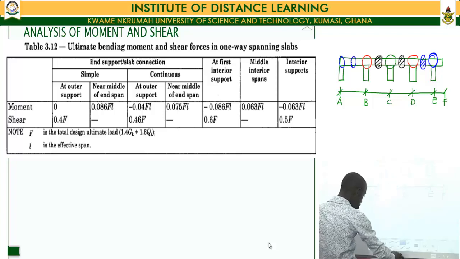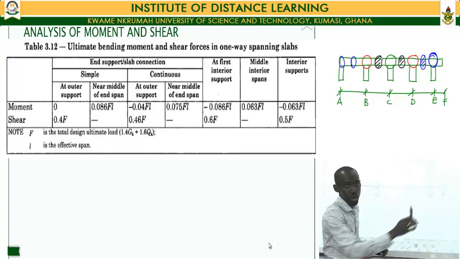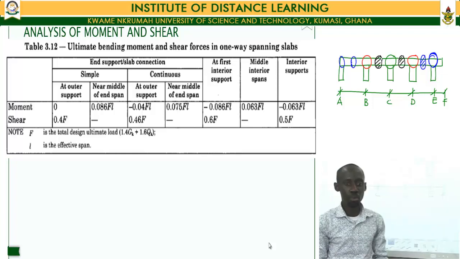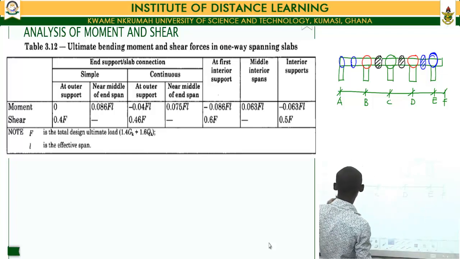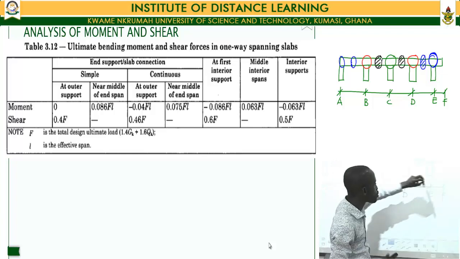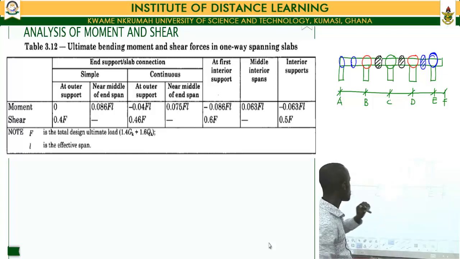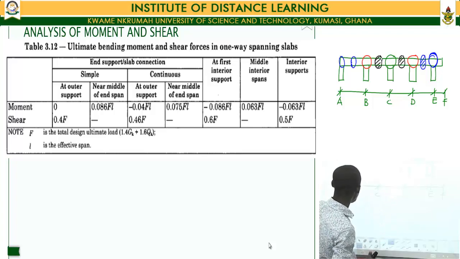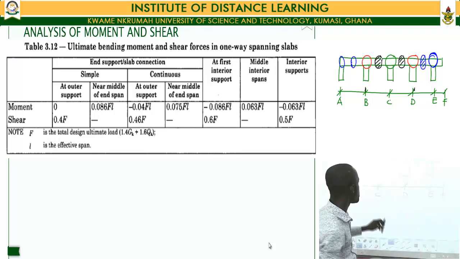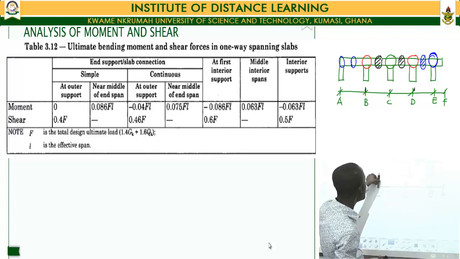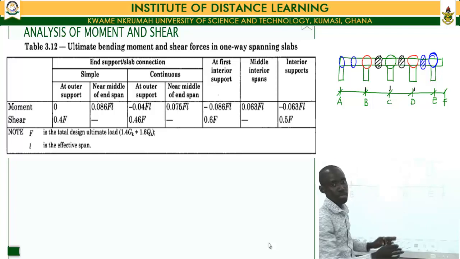So then, going back again, we have our support A and E qualifying for our end support or slab connection. When it comes to the outer support, you are making reference to our support at A and our support at E. When it comes to our first interior support, we are making reference to our support at B and our support at D. And our interior support is making reference to our support at C and any other support that might have been found between them.